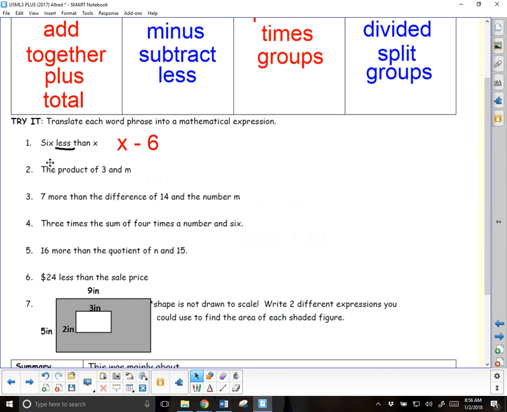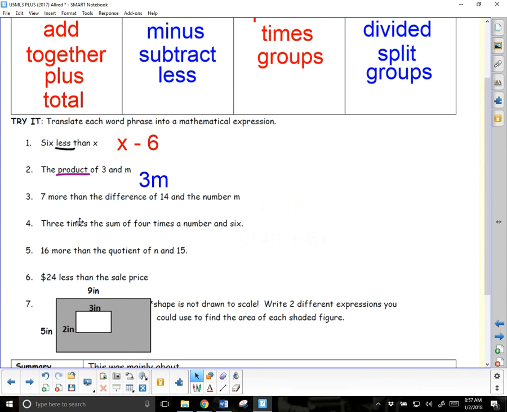If you saw something that said the product of 3 and m, the word product means multiply. You can write that as 3m. You could write it as 3 times m with a multiplication sign, or use parentheses, but this is a very efficient way to write that, a coefficient and a variable next to it.